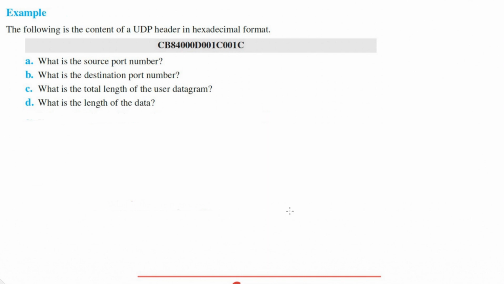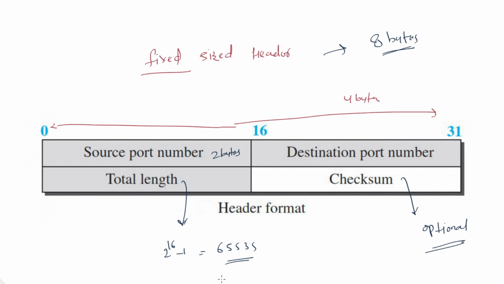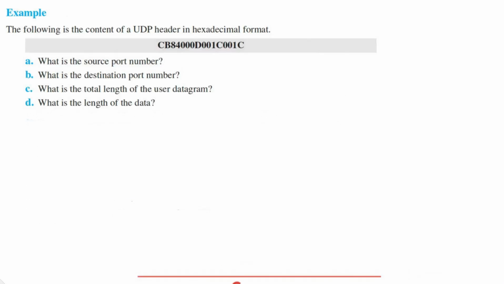Now let's solve one simple question about UDP. They have given the UDP header, and they are asking about the source port number. The source port number is basically the initial 16 bits, which means the initial 2 bytes. So this is 1 byte, this is another byte. The source port number is CB84 in hexadecimal. If you convert this to decimal, it will be 52100. This is the source port number.